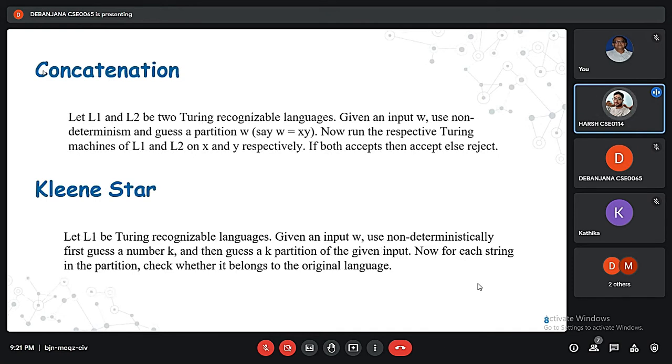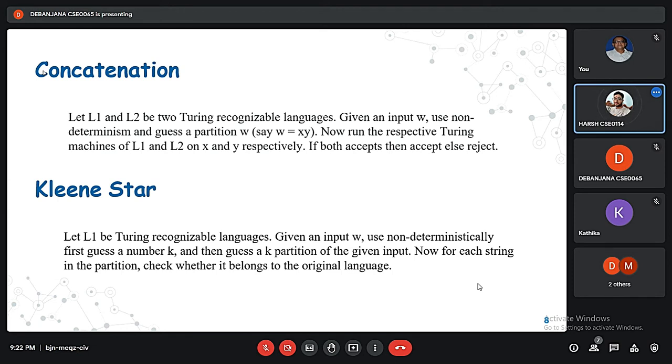Concatenation. Let L1 and L2 be two Turing recognizable languages. Given an input W, we use non-determinism and guess a partition of W, say W equals XY. Now run the respective Turing machines of L1 and L2 on X and Y respectively. If both accept, then accept, else reject.